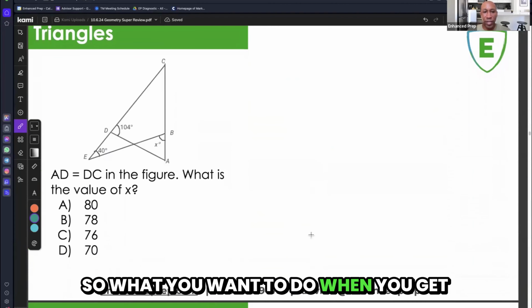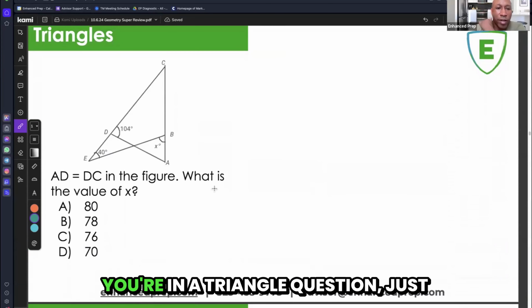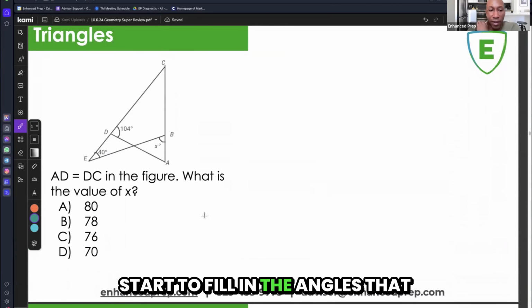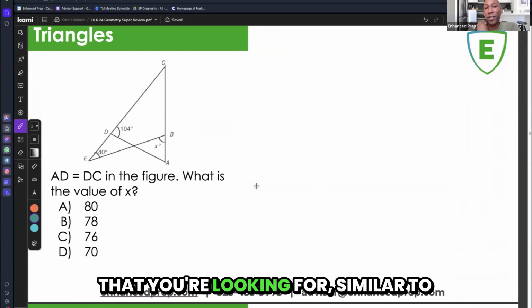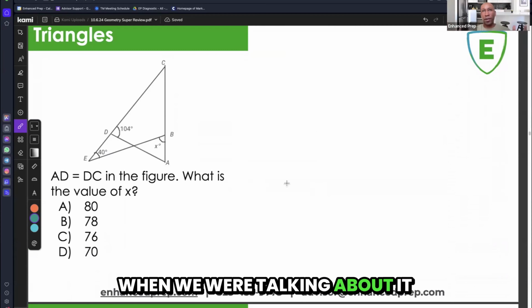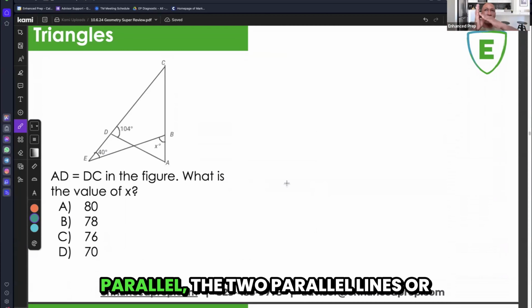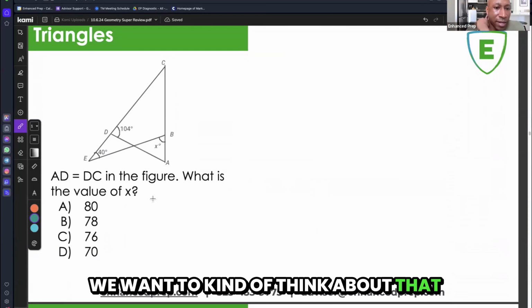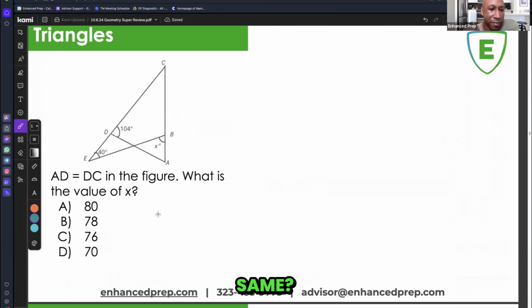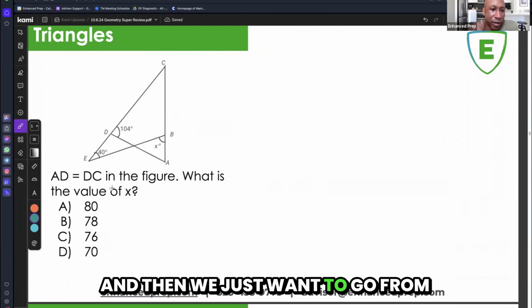So what you want to do when you get to these types of questions, when you're in a triangle question, is just start to fill in the angles that you know until you get to that part that you're looking for, right? Similar to when we were talking about it earlier and we were looking at the 2 parallel lines or the 4 parallel lines. So what angles are going to be the same, which ones are going to be different, and then we just want to go from there, okay?